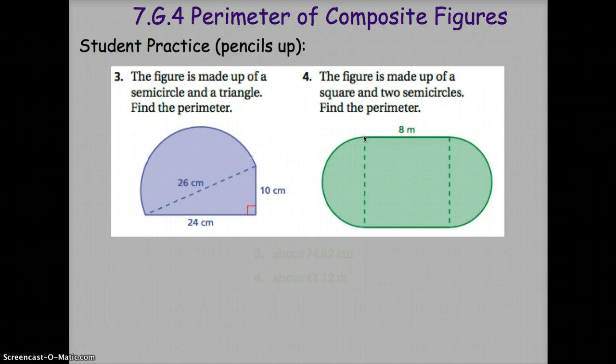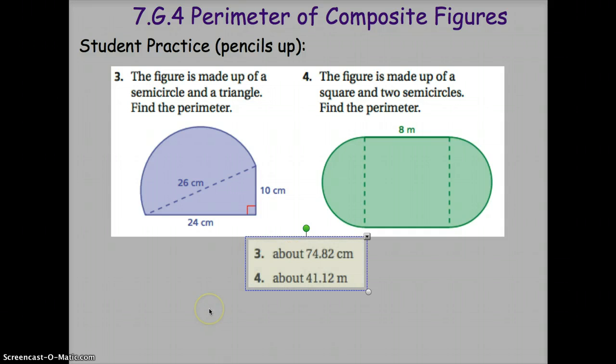So I can do C equals pi d. And notice I don't have to cut it in half because I have half the circle here and the other half here. So I can go ahead and multiply 8 times pi. When I have my answer, I can add the 8 from this side of the square and the 8 from this side of the square.